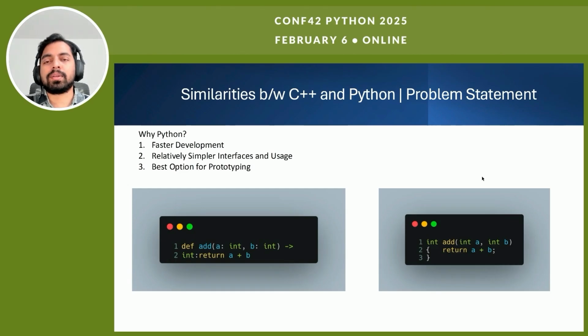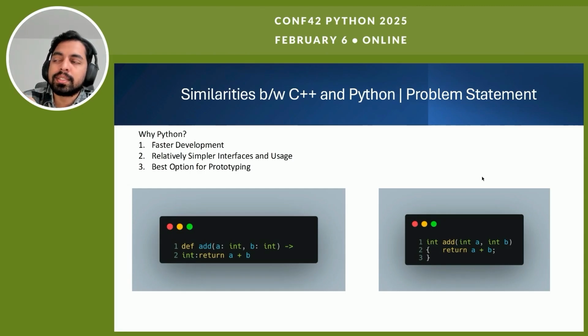So before actually diving into code, let's talk about why Python in the first place. We know that Python currently is being rapidly used for prototyping due to ease of learning, relatively simpler interfaces and usage, and faster development. But when we look at C++ and Python, although there are a lot of differences, there are a lot of similarities as well. Modern C++ is trying to get closer and closer to Python, I would say. For example, if you take a look at these two snippets of code, of course they're very simple, they try to add two numbers.